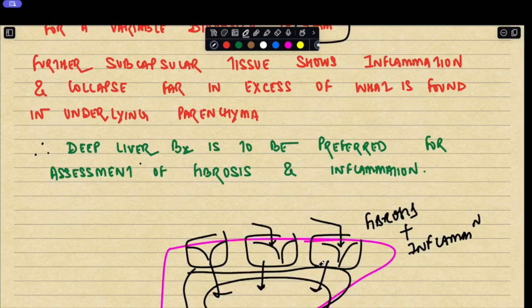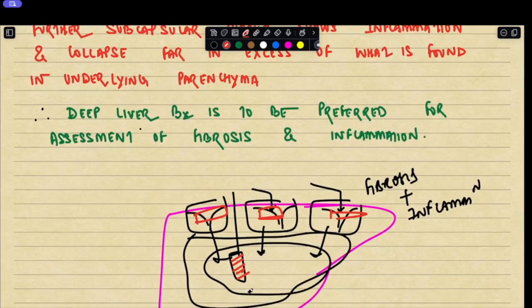So whenever you take a liver biopsy, you should always take tissue from a deeper region and not from a superficial area. If you take it from a superficial area, you might falsely report it as a case of acute hepatitis, or you might diagnose it as cirrhosis, because normally fibrosis and some inflammation is present in the subcapsular area. So always take the biopsy from the deeper liver tissue. Deep liver biopsy is to be preferred for assessment of fibrosis and inflammation.